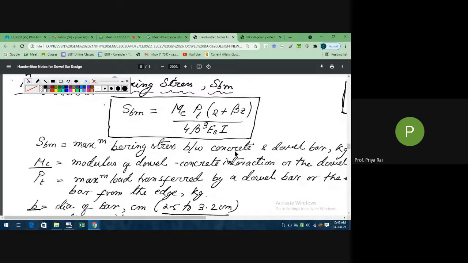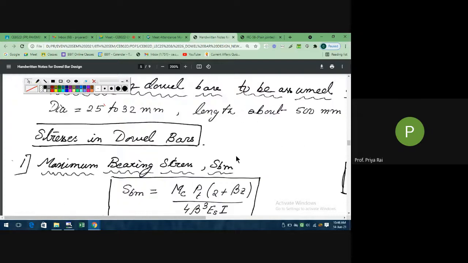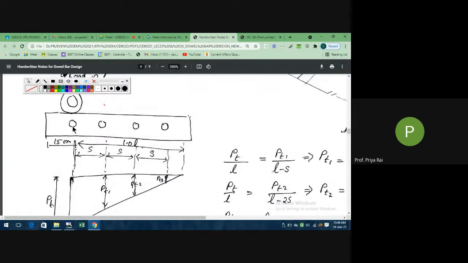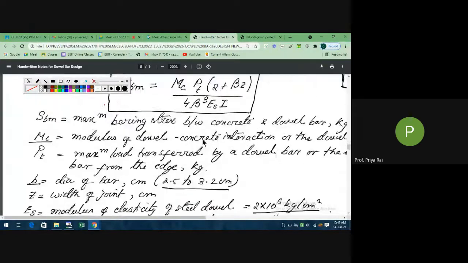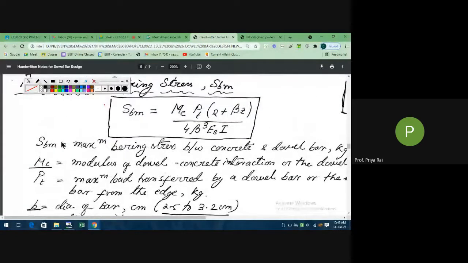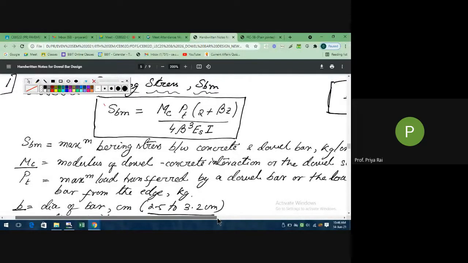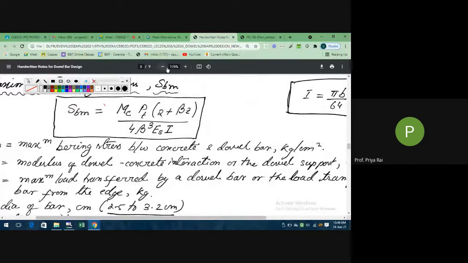Now which dowel bar will transfer maximum load? The one at the edge. This bar will transfer maximum load, so that is the PT value. How much load it will transfer, that is PT. SBM, as I said, is the maximum bearing stress between concrete and dowel bar. The unit you should remember: kg per centimeter square.